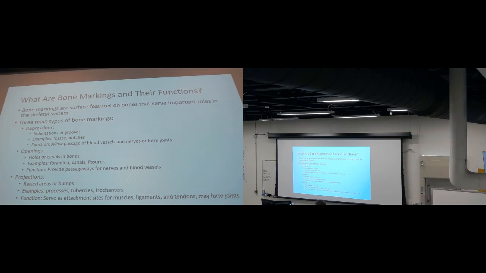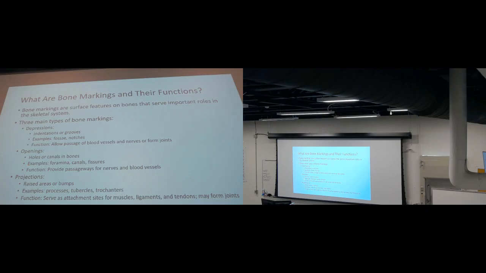So, now, the bones are not featureless. They have bumps, they have depressions, they might have holes through them, and these are generically called markings. So markings are surface features that serve important roles. We have three main types of markings: depressions, openings, and projections.